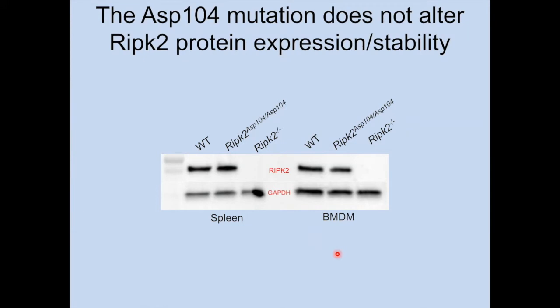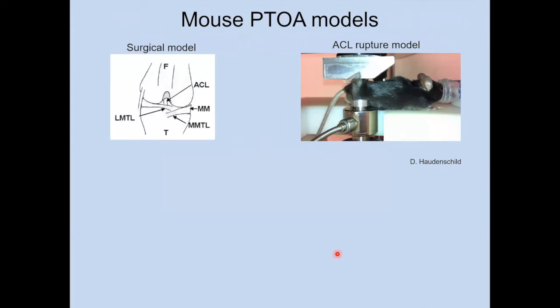The next thing we wanted to ask was, is this allele sufficient or necessary for OA in the mouse? We have several different models to induce OA in the mouse, and these are both post-traumatic models. We have a surgical model in which we open the knee and we transect the medial meniscotibial ligament to destabilize the joint, and that leads to OA on the medial side of the knee. The lateral side is generally unaffected. We also have recently moved to an ACL rupture model for several reasons.